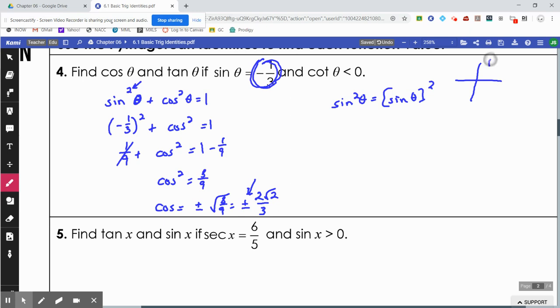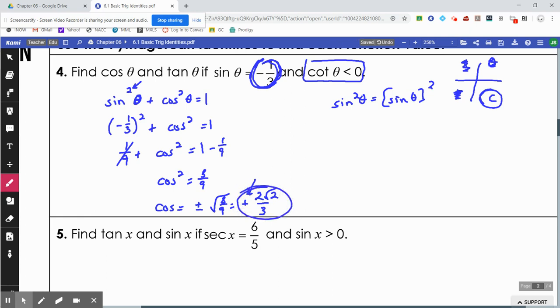So let's remind you, all students take calculus. Since sine is negative, we know we're not here, and we know we're not here because sine is positive there. It says cotangent is also negative. Cotangent is the reciprocal of tangent. If cotangent is negative, then tangent is negative. We know tangent is positive here, so therefore we can scribble it out. So we must be in the fourth quadrant. Therefore, since we're in the fourth quadrant, cosine will be positive. So there's your cosine value.